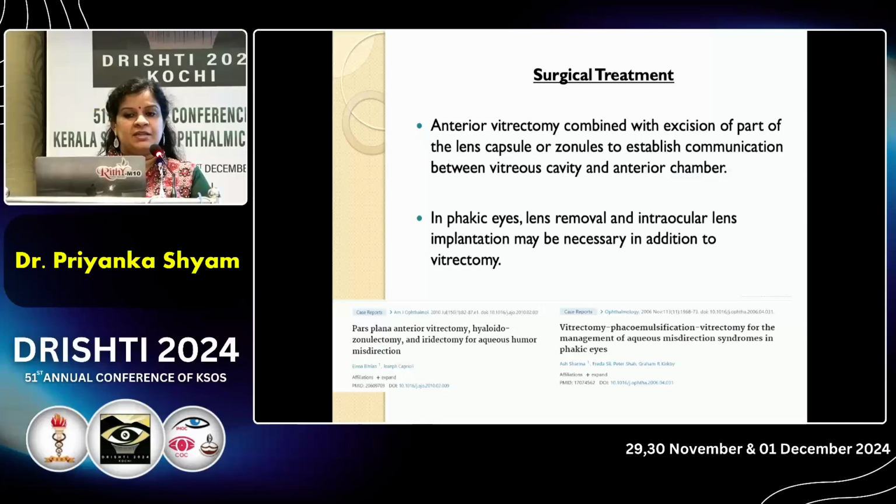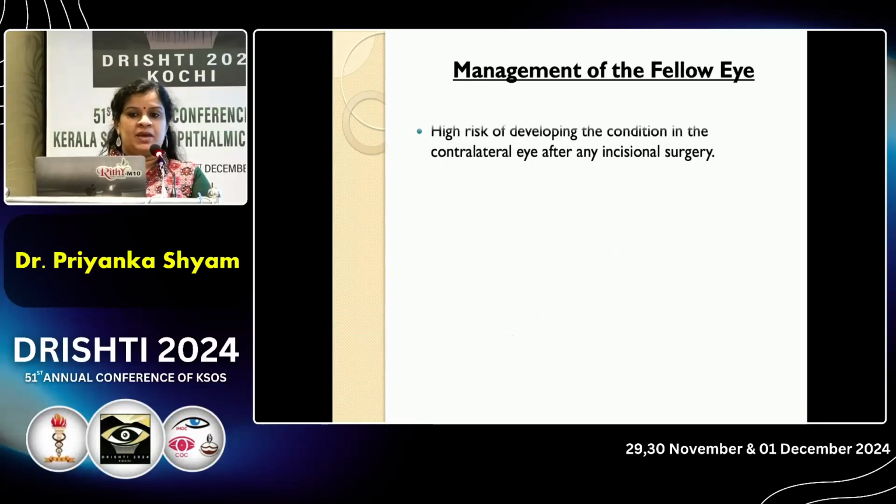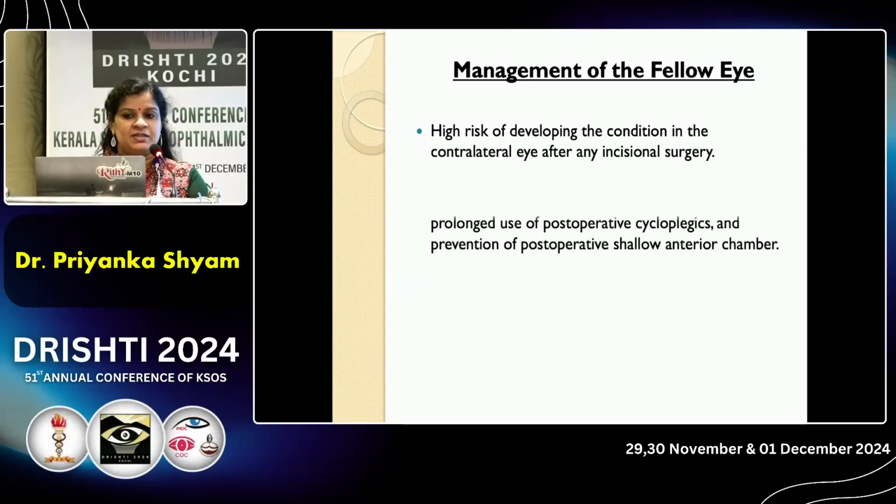Surgical treatment is anterior vitrectomy combined with excision of part of the lens or zonules to establish communication between the vitreous cavity and anterior chamber. In phakic eyes, lens removal and intraocular lens implantation may be necessary in addition to vitrectomy. Management of the fellow eye is also important because it is at risk of developing this condition after any incisional surgery. So, prophylactic measures can be avoidance of miotics, prolonged use of postoperative cycloplegics, and prevention of postoperative shallow anterior chamber.